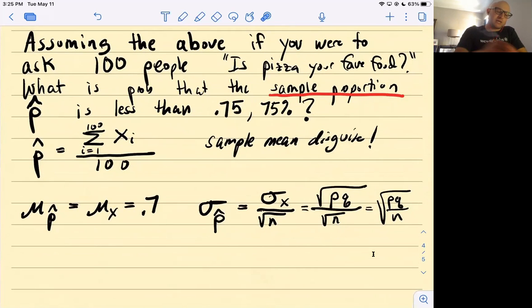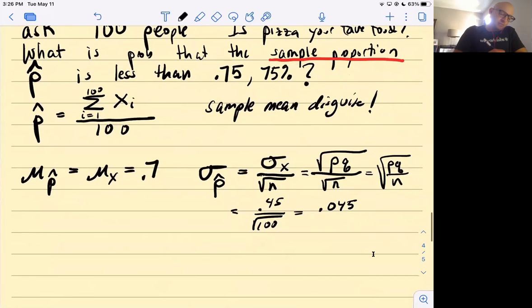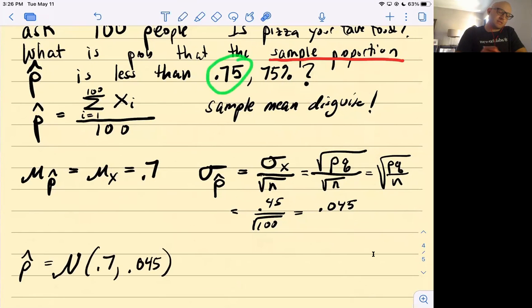It would be 0.45 divided by square root of 100, which was 0.045. So now we know that p hat, by the central limit theorem, is about like a normal bell curve, but with mean 0.7 and standard deviation about 5%, 0.045. So we can find the chance that we get something less than 75%. It's actually going to be pretty likely, probably 80% or so, something like that.